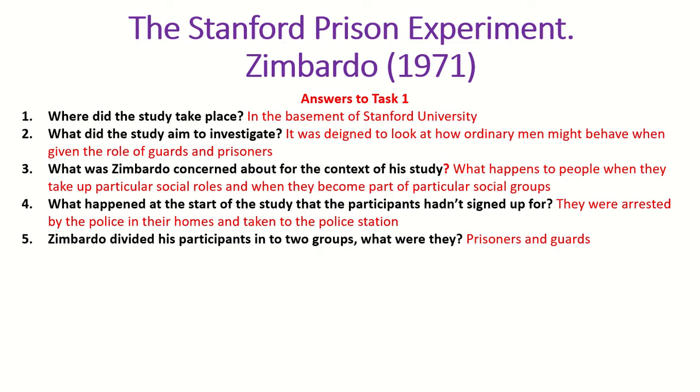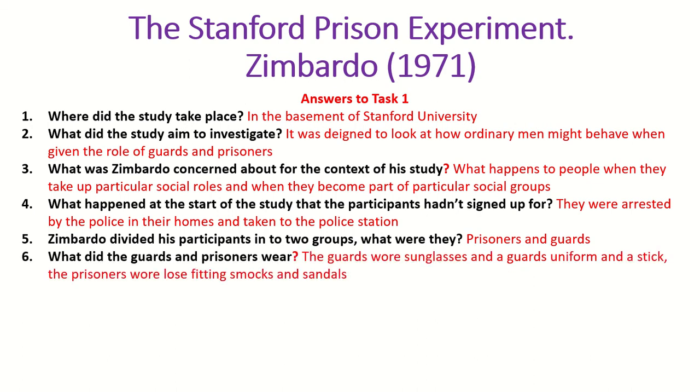Number 5, Zimbardo divided his participants into 2 groups, and what were those groups? It was prisoners and guards. What did the guards and prisoners wear? The guards wore sunglasses and a guard's uniform and a stick, and the prisoners wore loose-fitting smocks and sandals. So they were just loose, big t-shirts with trousers underneath and sandals.